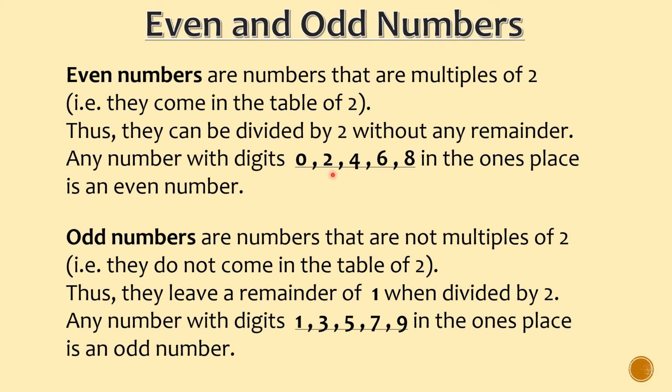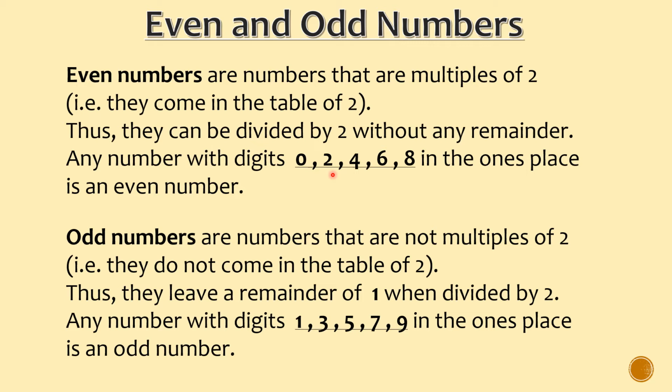Now 484, digit 4 is in the ones place. 4 is an even number. That means that the entire number is an even number. So you consider the digit in the ones place, and if that digit is an even number, that means that the complete number is an even number.